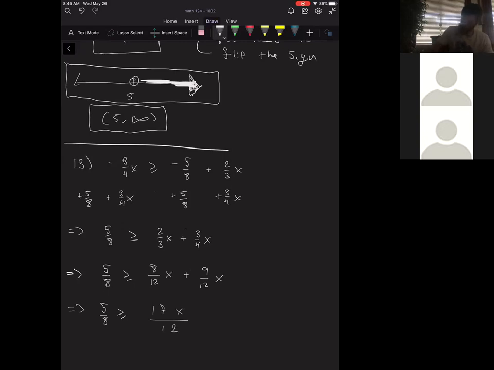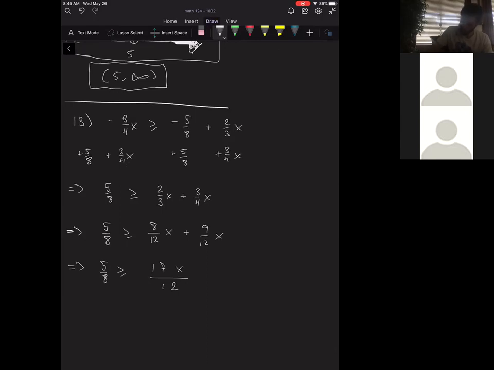All right. And now what we can do is multiply both sides by 12 over 17. Let's move this arrow over. So the 12 over 17 on the right-hand side cancels. So we just have an x.